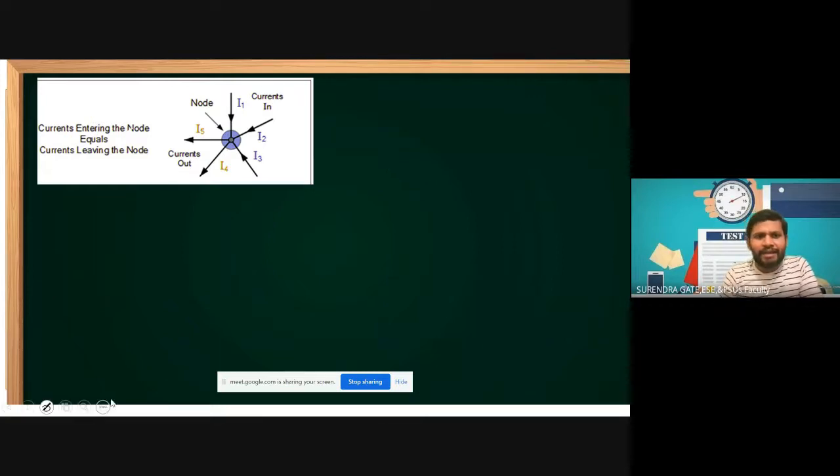What are the entering currents, friends? I1, I2, I3 are the entering currents. Which are the leaving currents, students? I4 and I5 are the leaving currents. So I will write it like this: I1 plus I2 plus I3 is equal to I4 plus I5. Please concentrate on the figure.